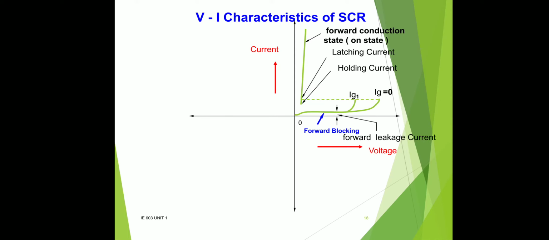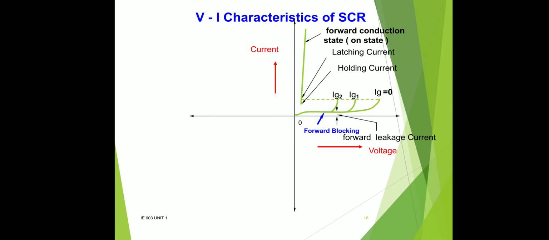It is the minimum value of anode current below which the SCR gets turned off. Suppose the holding current is generally 5 milliamps. That means the anode current should be up to 5 milliamps. If the anode current is up to 5 milliamps, the SCR will be in the on state. Whenever it reaches below that minimum holding current value, it gets turned off. And what is the relationship between the latching current and the holding current? The latching current is always greater than the holding current.